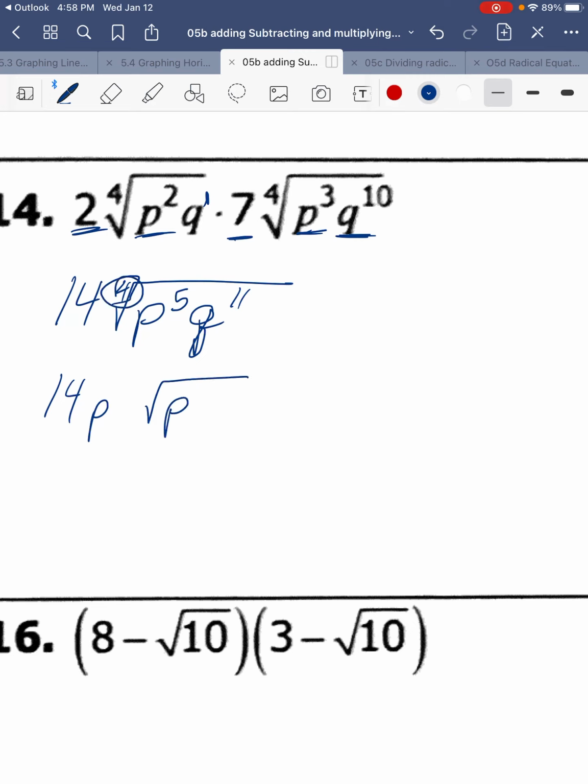Q to the 11th, how many groups of 4 can you take out of 11? And that is 2. And so that'll be q squared, and there'll be 3 left over.